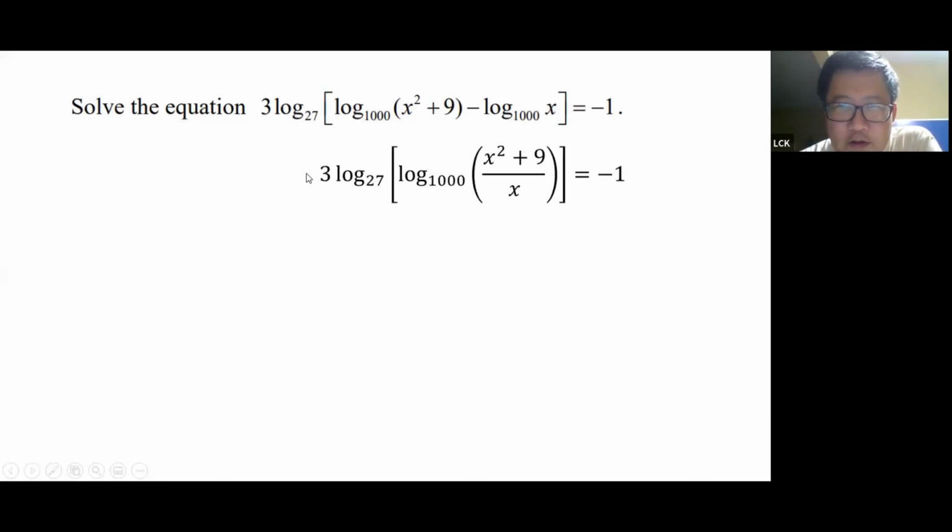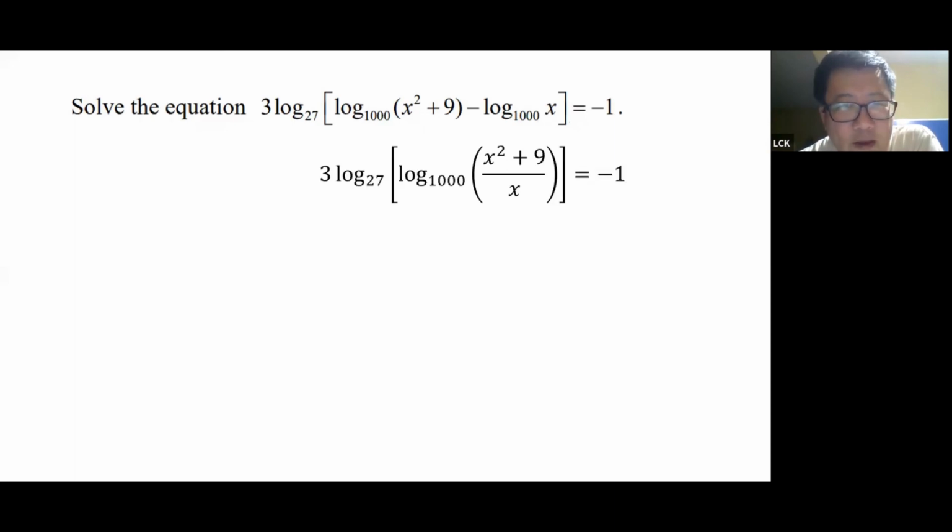Okay, and what have I done here? What did I do to get to this step? So here, log to the base 1000 of x squared plus 9 minus log to the base 1000 of x. All right, so this looks scary, but it's just x squared plus 9 divided by x. That's all you have. So this is the first step, a very, very important first step.